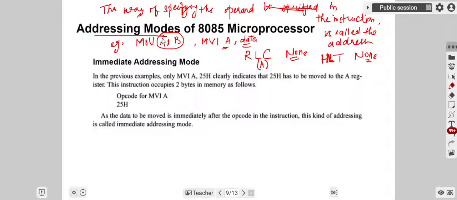Depending upon how these operands are specified with the instruction, some addressing modes have been specified by the designer here. All the 74 instructions will fall in one of these addressing modes. And in 8085, we only have 5 addressing modes.